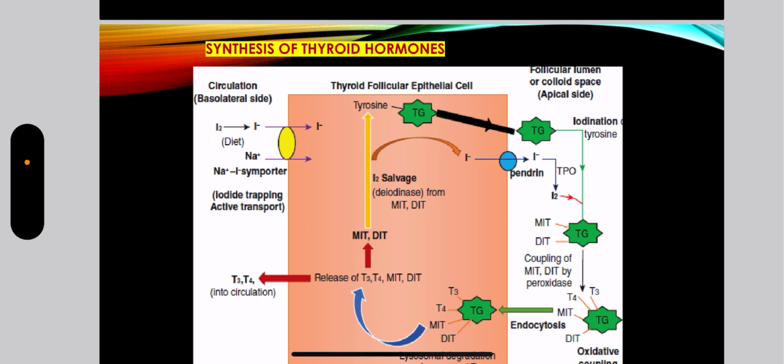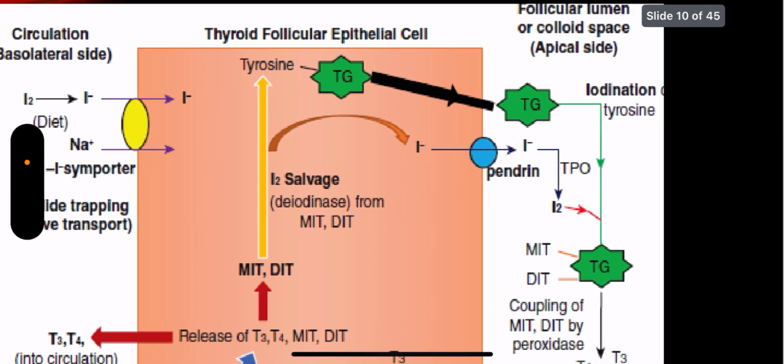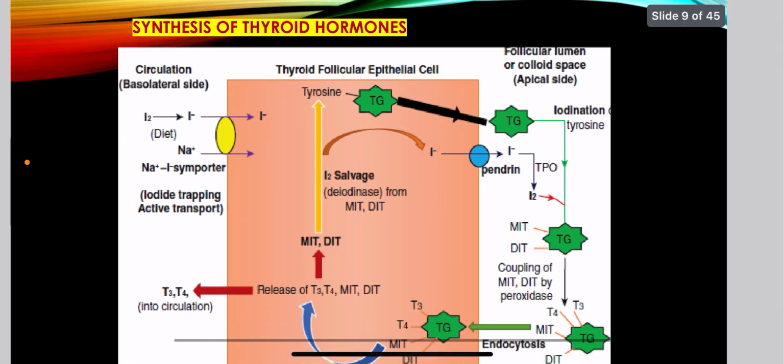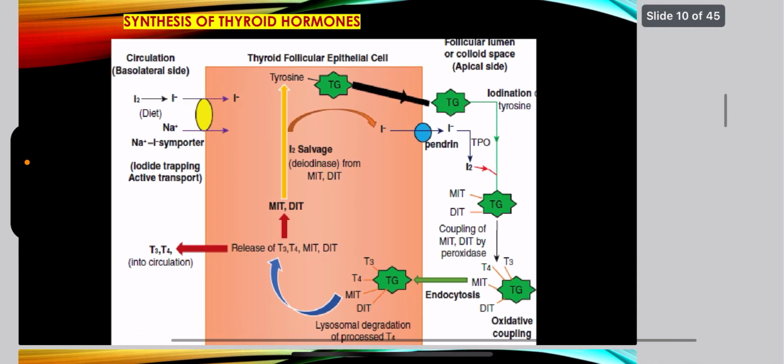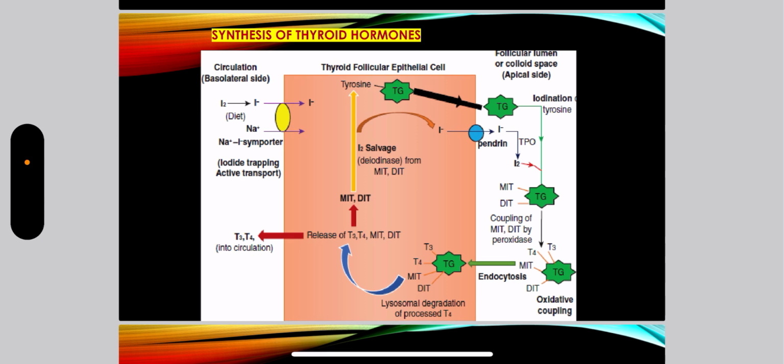Once this iodide is present inside the follicle, it undergoes the process of oxidation with the help of TPO. You can see here TPO. TPO means thyroid peroxidase. Now this enzyme converts iodide into iodine. The process is called organification of iodide, or simply we can say oxidation. Once we got iodine, second step is coupling reaction.